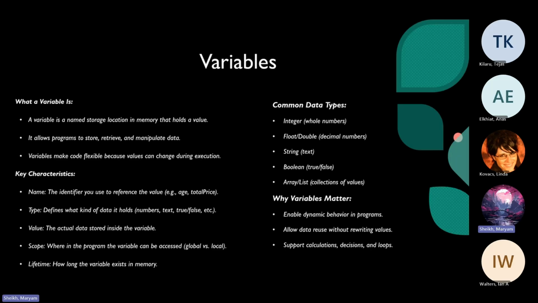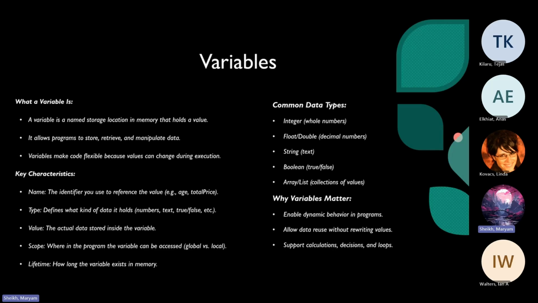So, variables. What is a variable? A variable is a named storage location in memory that holds a value. It allows programs to store, retrieve, and manipulate data. Variables make code flexible because values can change during execution.